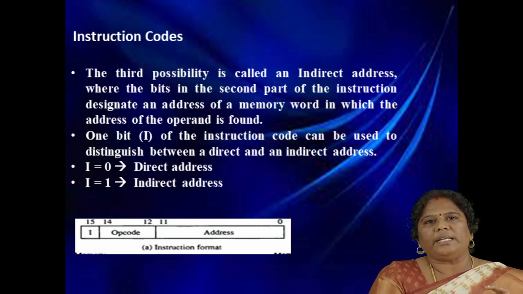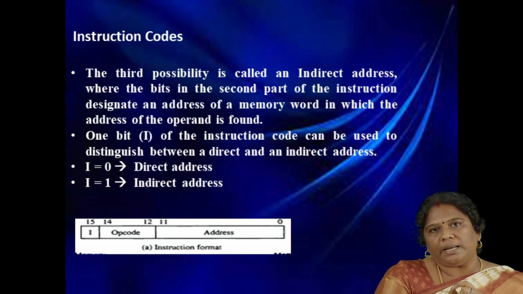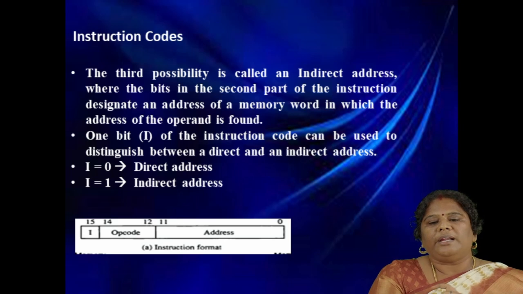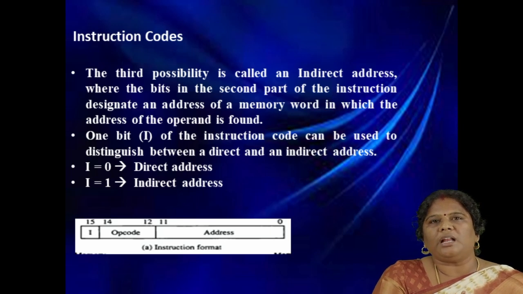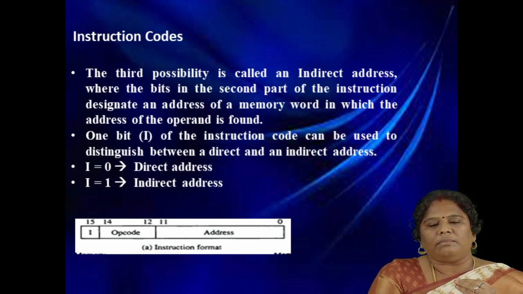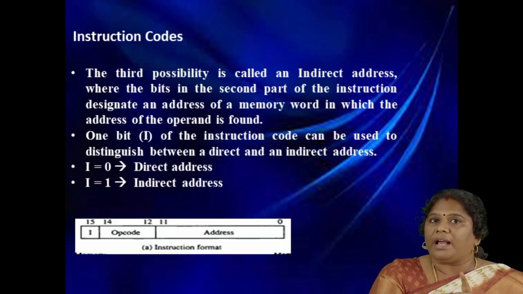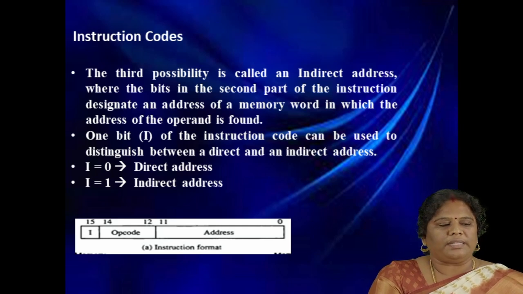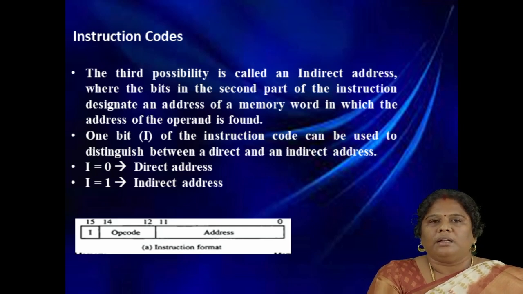How do we designate whether a particular instruction belongs to the direct or indirect addressing scheme? It is denoted by a single bit I, the 15th bit of this instruction format, specifying whether the addressing scheme is direct or indirect. When I equals 0, the addressing scheme is direct address. When I equals 1, it is an indirect address.